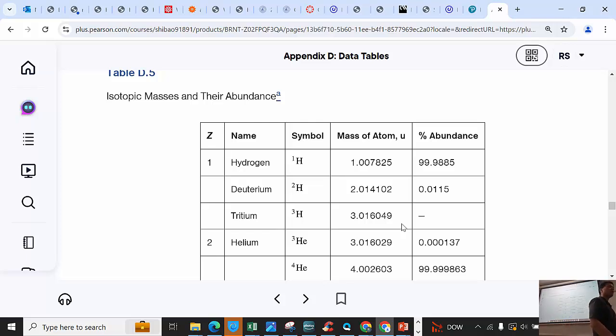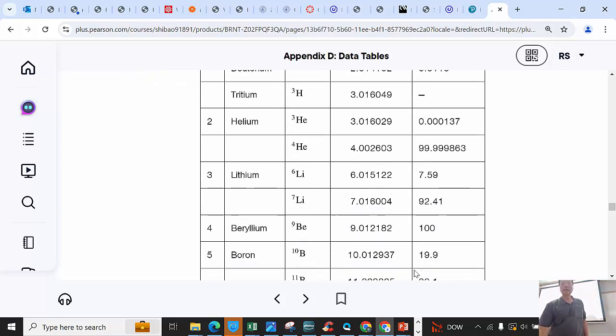And so when you have that glass of water, if you drank a million hydrogen atoms, then you just drank 999,885 hydrogen 1s and 115 hydrogen 2s. Could you taste the hydrogen 2s? No, you couldn't taste the hydrogen 2s. So we have this data table like this, where we can get the precise mass and the abundance.